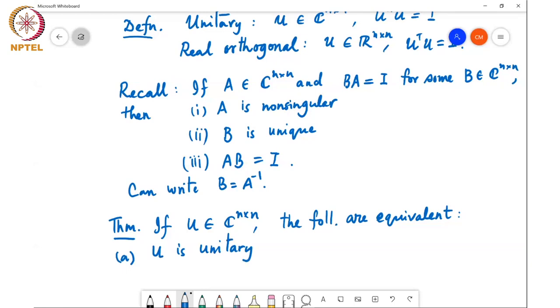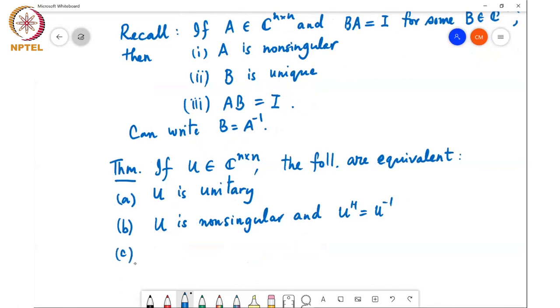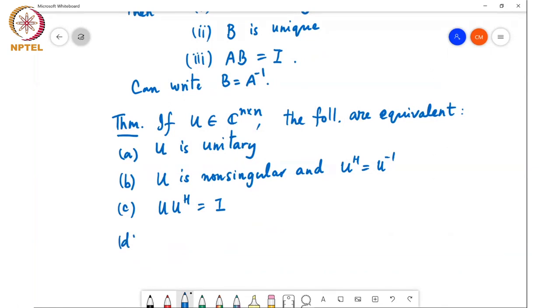So basically, this is telling you various properties of unitary matrices and also various conditions which you can state which are equivalent to saying that U is unitary. B, U is non-singular. C, U Hermitian equals U inverse. D, U Hermitian U equals the identity matrix. E, U Hermitian is unitary.